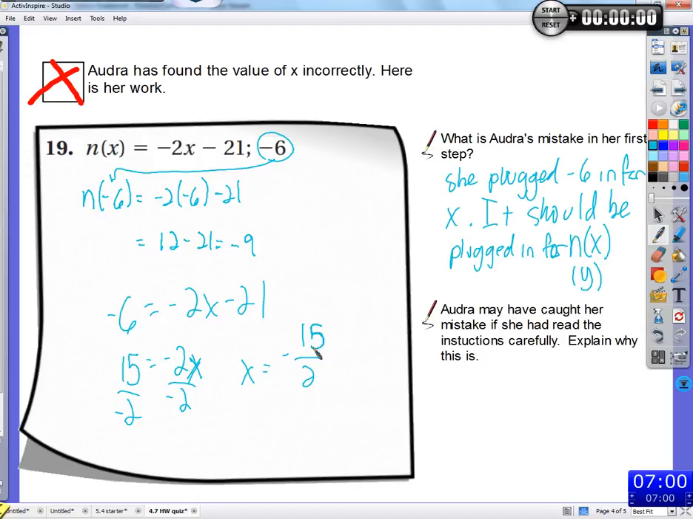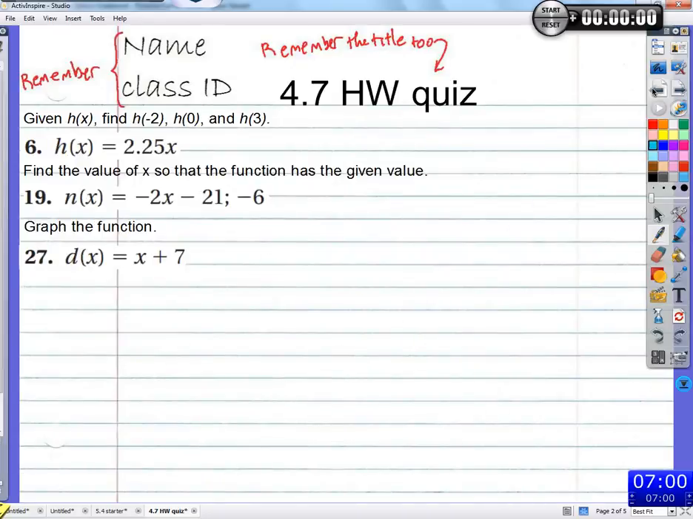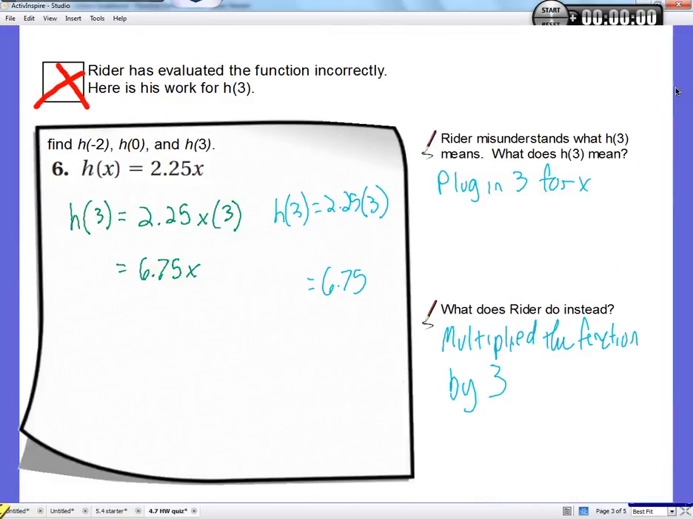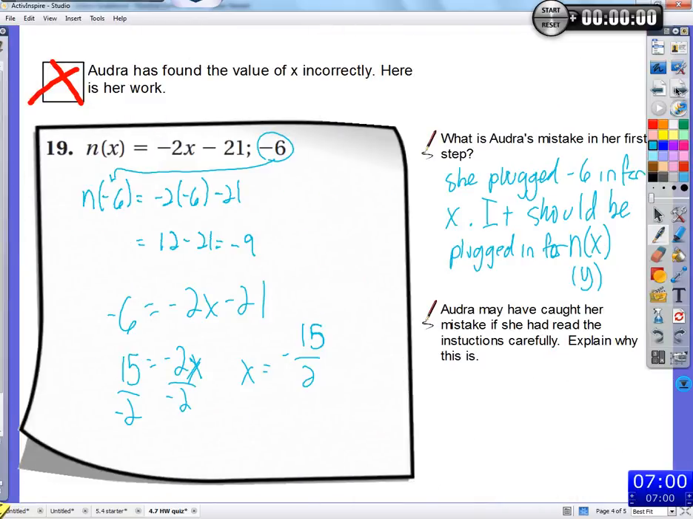So if Audra had read her instructions carefully, she might have caught her mistake. Let's go look at the instructions that she was given before. And it says, find the value of x so that the function has the given value. She gets down to her answer. Okay, this was her answer originally. What about that might clue her in that she did not do this correctly?